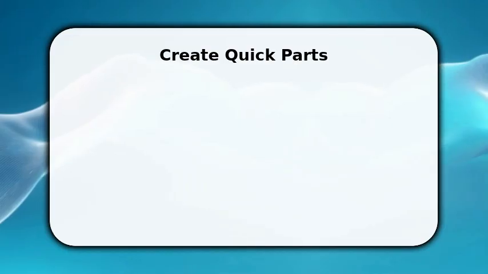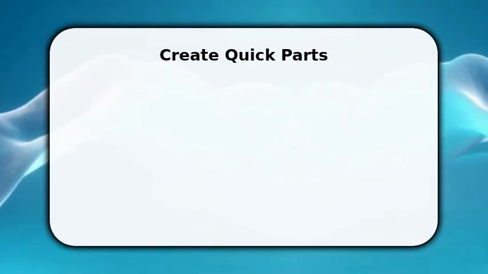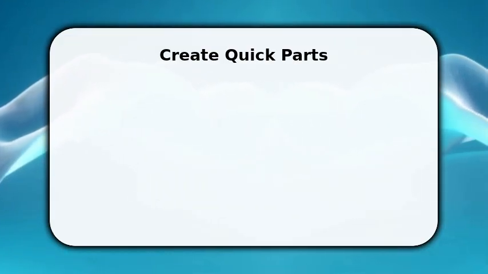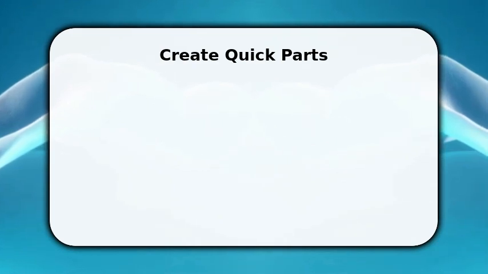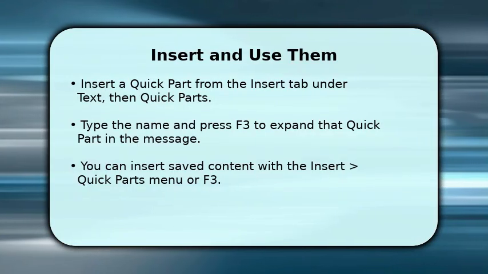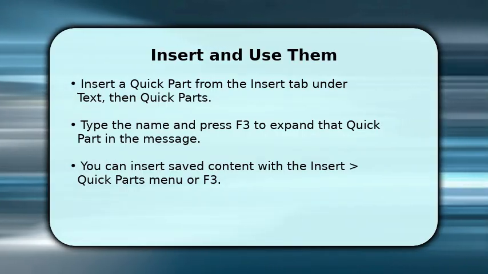To use a saved Quick Part, place the cursor where content should appear in the message. Open the Insert tab and select Quick Parts from the Text group. Choose your saved entry from the gallery list to insert it immediately. Alternatively, type the exact entry name and press F3 to expand the Quick Part automatically.